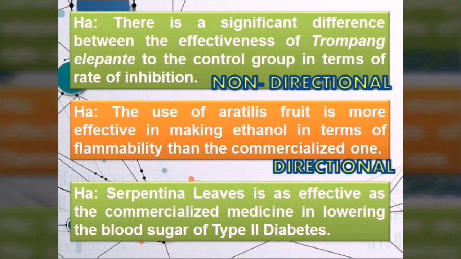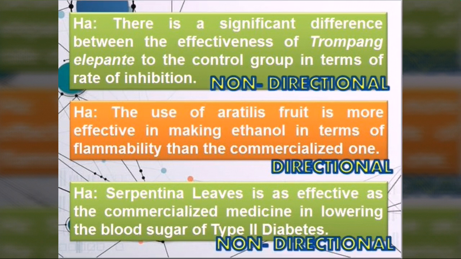Next, third example. Serpentino leaves is as effective as the commercialized medicine in lowering the blood sugar level of type 2 diabetes. Is it non-directional or directional? Again, I'll give you 2 seconds to think of the answer. If your answer is non-directional hypothesis, then you got it right. Congratulations!